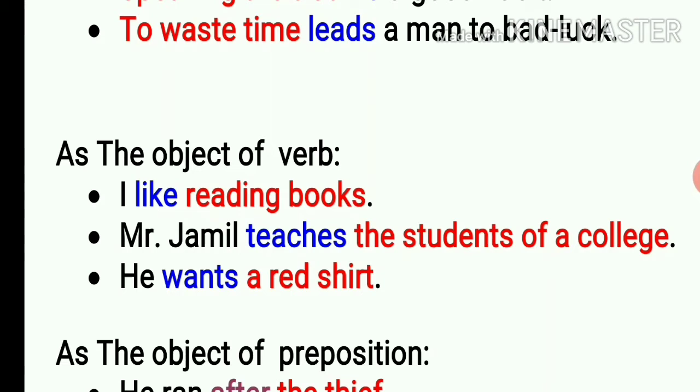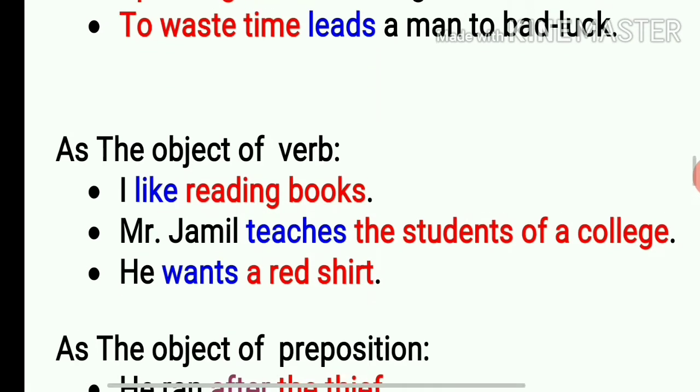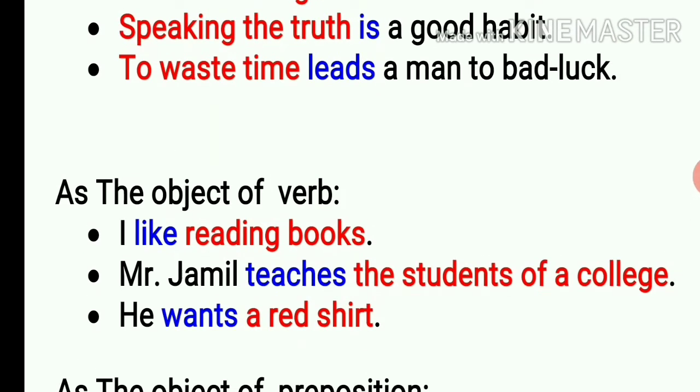The second example, Mr. Jamil teaches the students of a college. Here, the students of a college is a noun phrase because it has a noun head word, the students. And this total noun phrase functions as the object of the verb teaches. And the third one, he wants a red shirt. So red shirt is also a noun phrase because it is headed by the noun word shirt. And this noun phrase is also the object of the verb wants in the sentence.